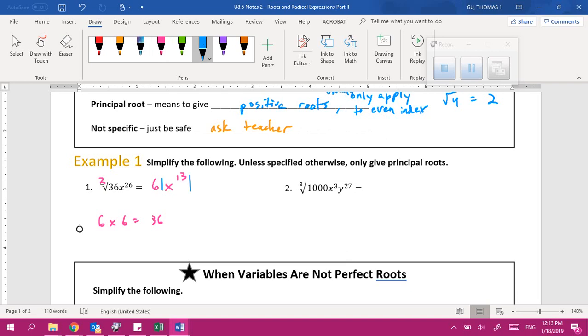So this is very important. Make sure you hear this. When you have an even index, only even index, you need to worry about having absolute values where it should be. Absolute values only go around the odd exponents because you don't know if odd exponents are going to be positive or negative. Even exponents are always going to be positive. Do you know why that is? Does everybody understand why even exponents are always positive?